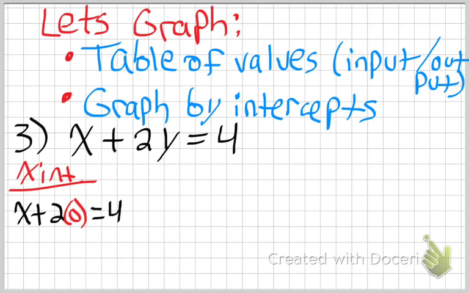Well, 2 times 0 is 0, so it cancels out. So you're left with, in this case, x equals 4. Well, hey, you just found your x-intercept. Your x-intercept is x equals 4.